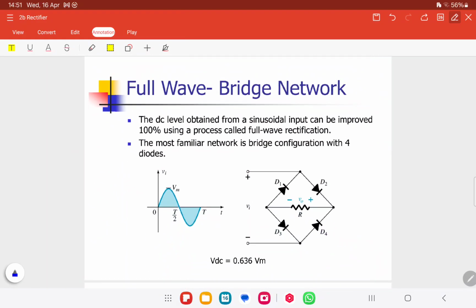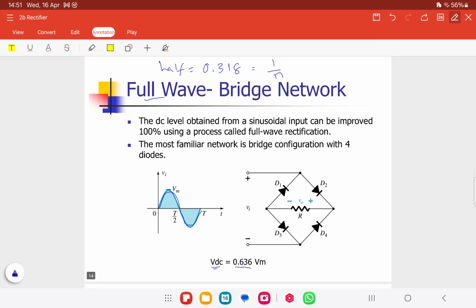Alright, so this is one circuit of the full wave bridge network. Okay, for bridge network, the VDC, just now VDC for half wave berapa? 0.318 equals to 1 over pi kan? Okay, but since this is full wave, dia guna for both cycle and we use 2 diodes, 0.636, the double of the half wave. Okay, double from the half wave tadi.